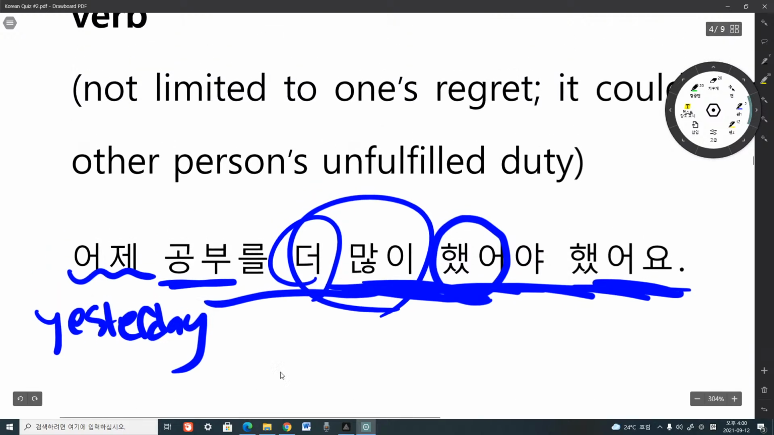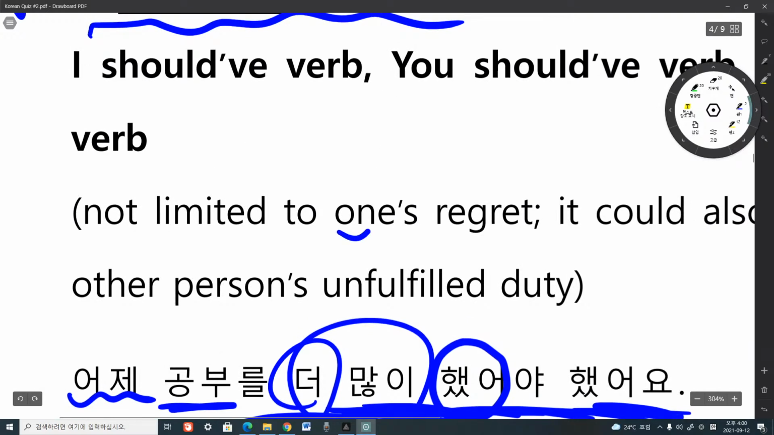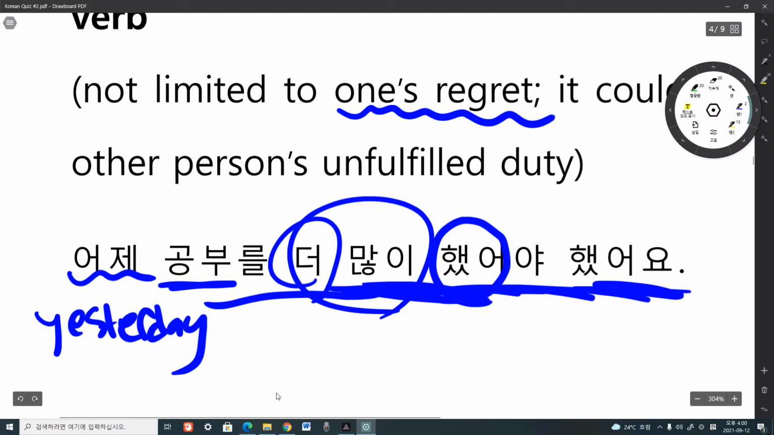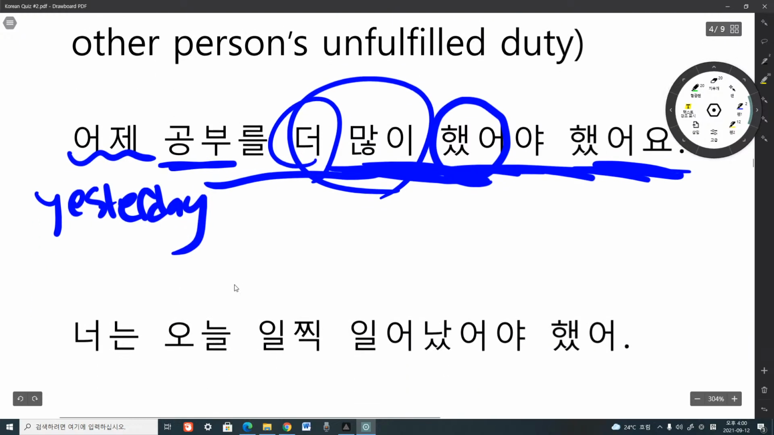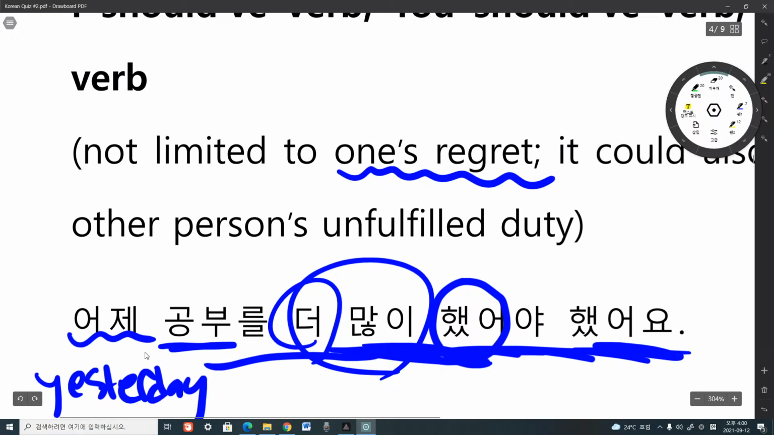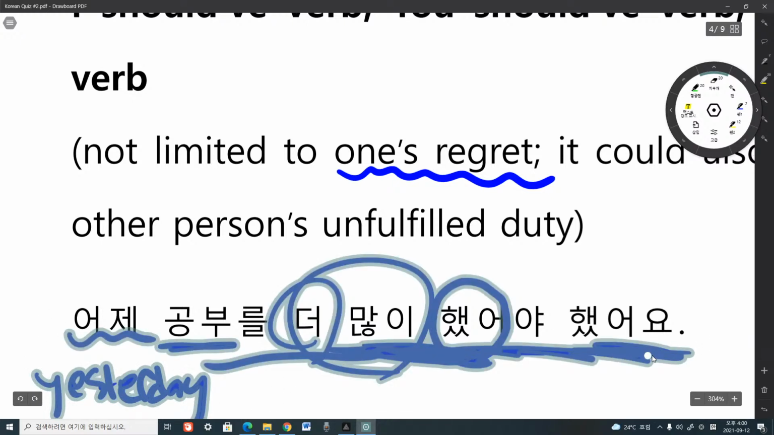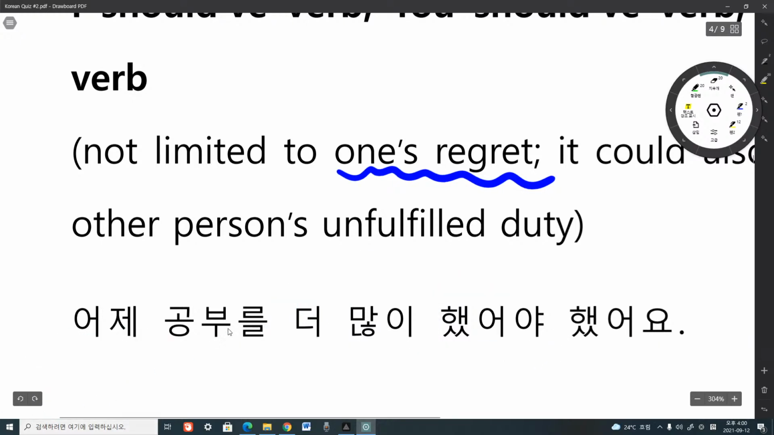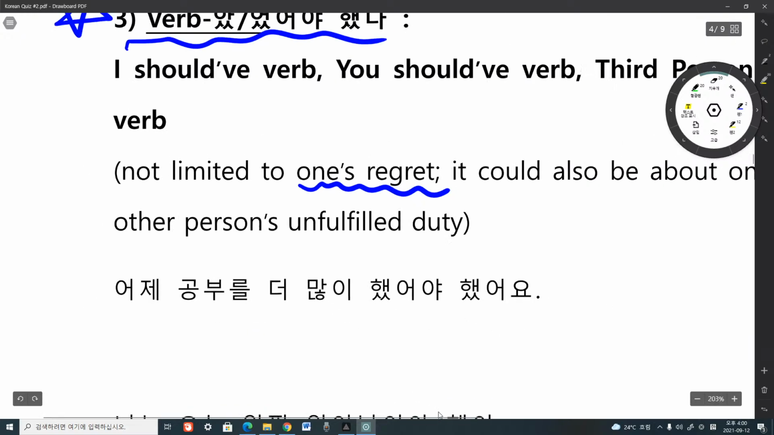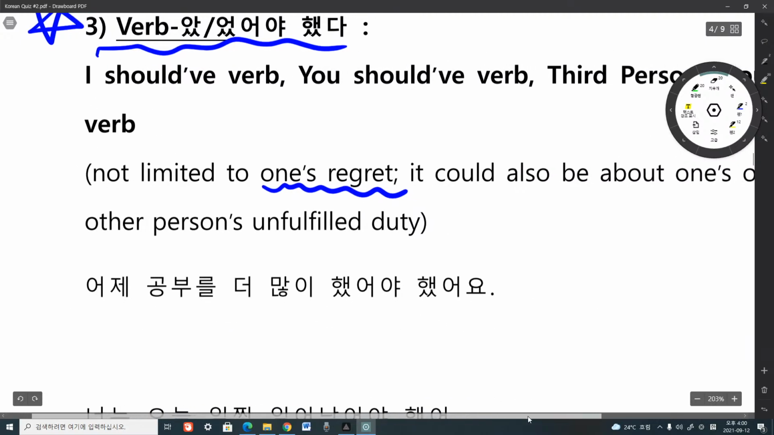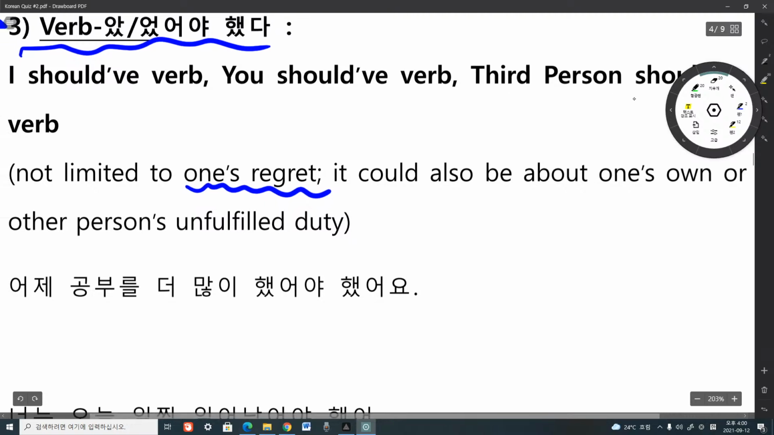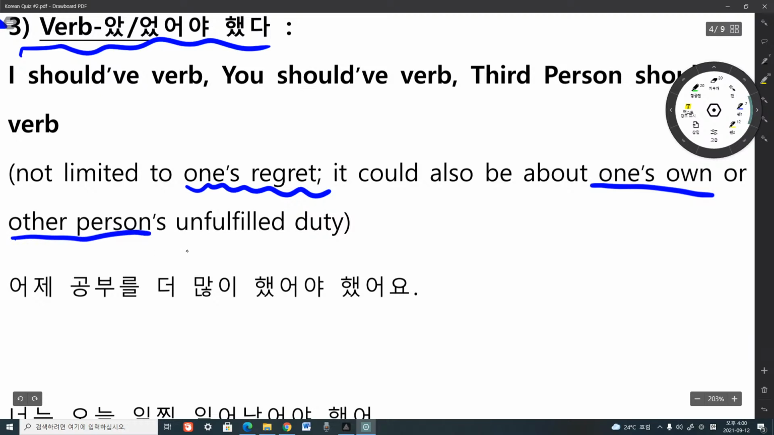I should have studied yesterday. So it could mean your regret of not doing something. I should have studied more, but you know, I didn't do it, so I regret it. I should have done it. 어제 공부를 더 많이 했어야 했어요. 근데 this expression, guys, is not only limited to one's own regret. It can also be used to talk about, okay, let me zoom it out a bit so that you can see it in full screen. It could also be about one's own or other persons, like you or third persons, like unfulfilled duty.